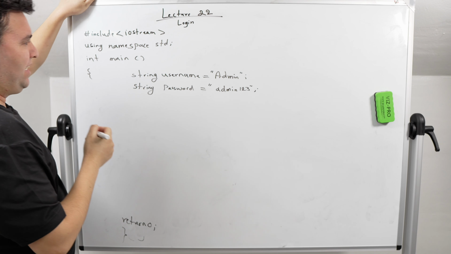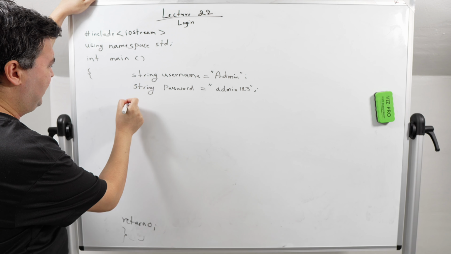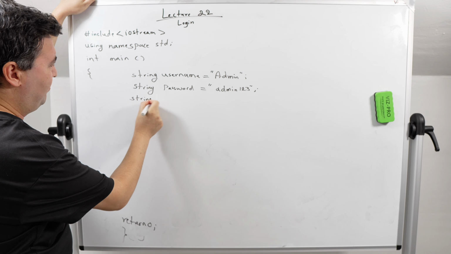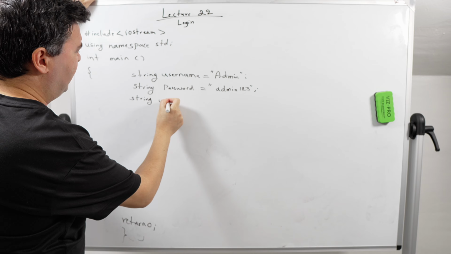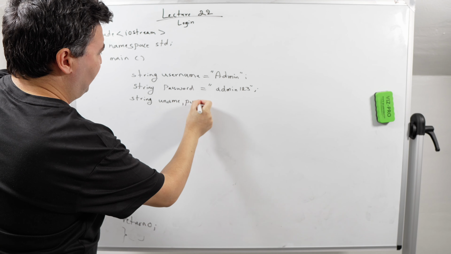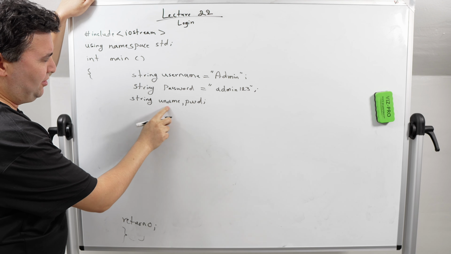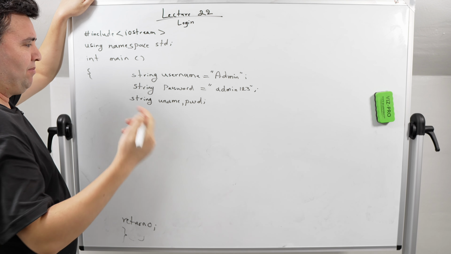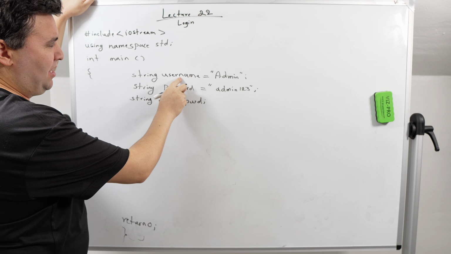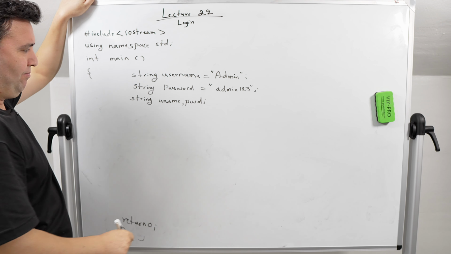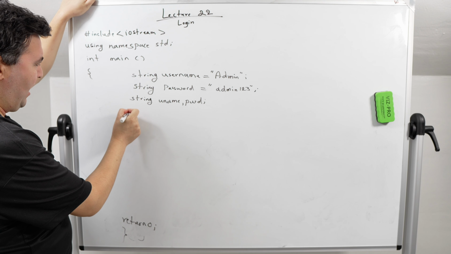And now we declare two other string variables, uname and pwd. We declare these two variables to take the username and the password from the user. So this is the username which we have in the system, and this is the password which we have in the system.